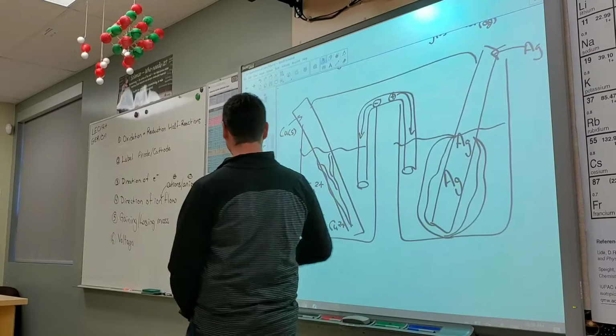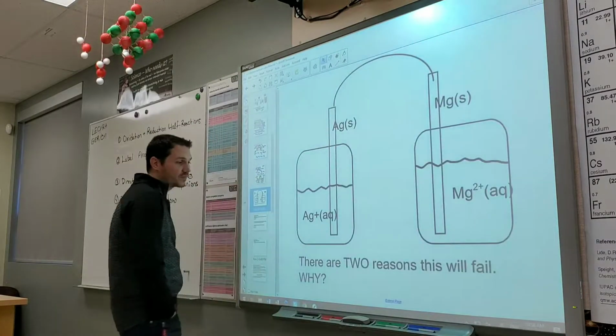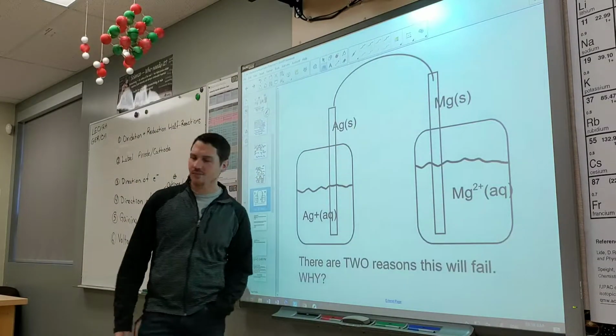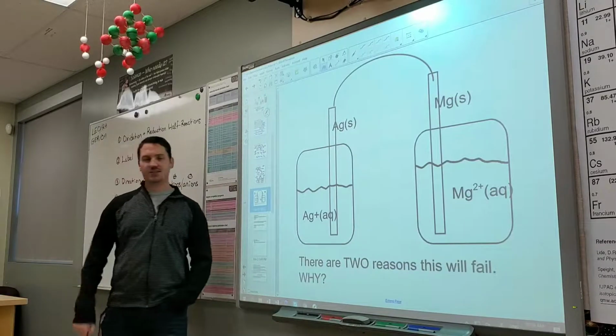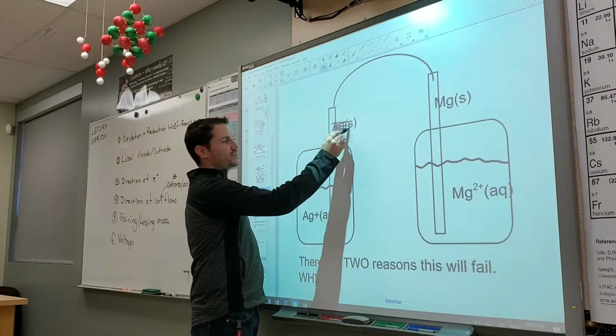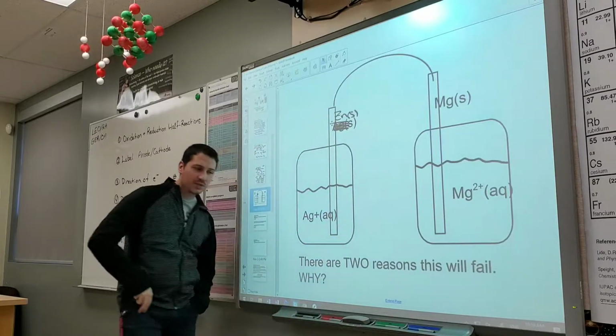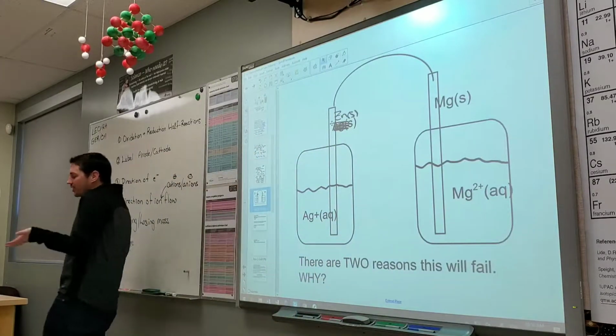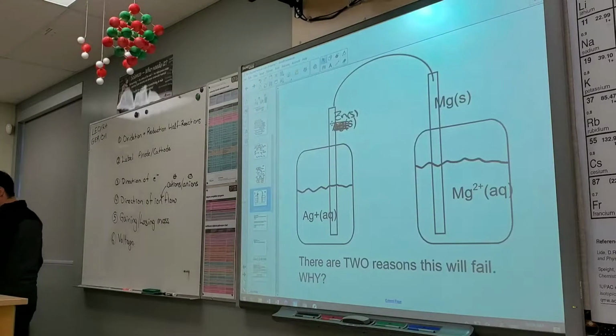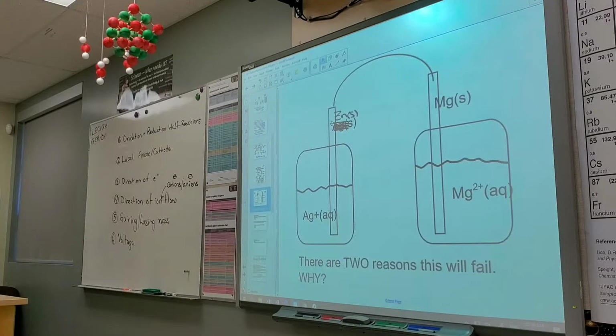Alright, fine. What I want you to do, I made a mistake, I changed this for some reason, but this is supposed to be zinc solid. So I want you to tell me 2 reasons why. They're pretty straightforward, but I'll give you a minute to think about it. What are 2 reasons why this cell isn't going to work? Write it down.